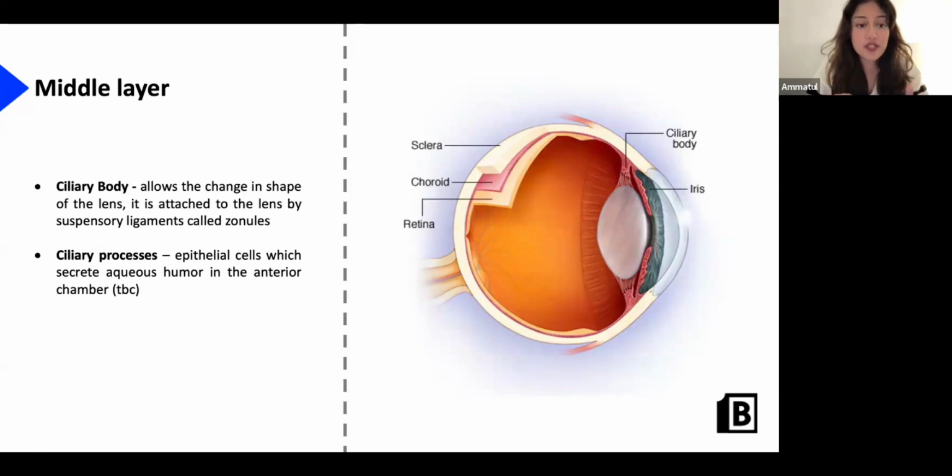So the ciliary body allows a change in the shape of the lens. Like I mentioned, it's attached to the suspensory ligaments, and the tension between the suspensory ligaments that's created from the ciliary body allows the lens to become flatter or fatter depending on how much tension is put. The ciliary processes is also a very important structure because it secretes aqueous humor. So the processes can be found here, and they would secrete the aqueous humor. We'll cover a bit more of this later on down the line.